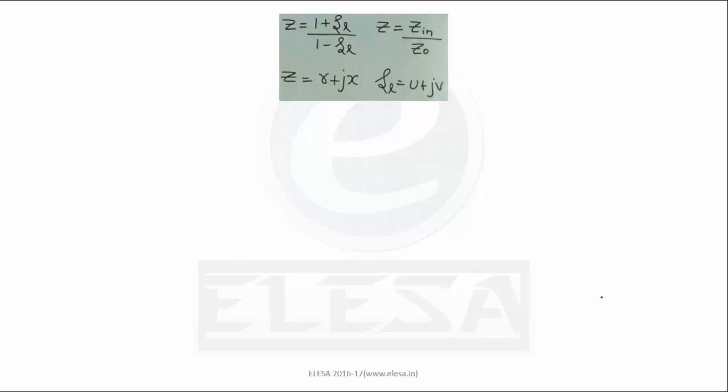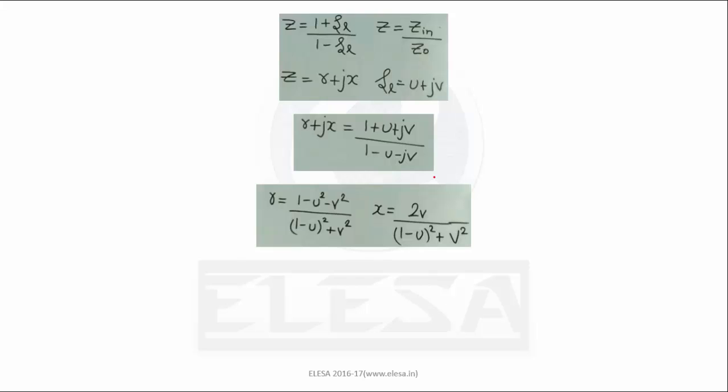We have these two equations which we have derived earlier, that is z is equal to 1 plus rho l upon 1 minus rho l, where z is equal to z in upon z naught, that is the normalized impedance, and z and rho l are both complex. So now let us substitute the values in this relation. We get r plus jx is equal to 1 plus u plus jv upon 1 minus u minus jv.